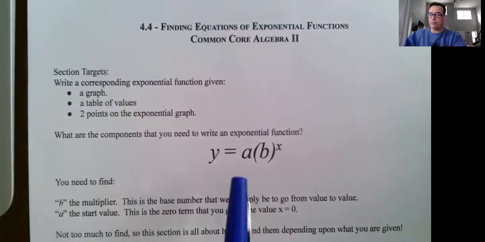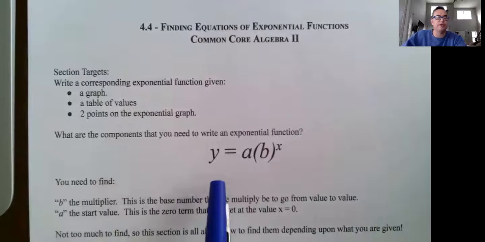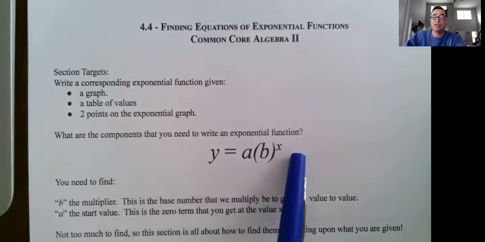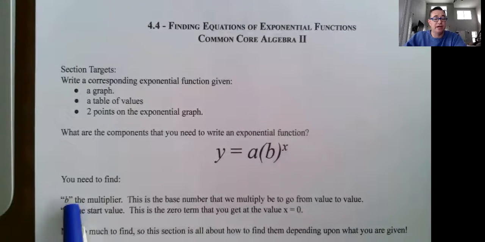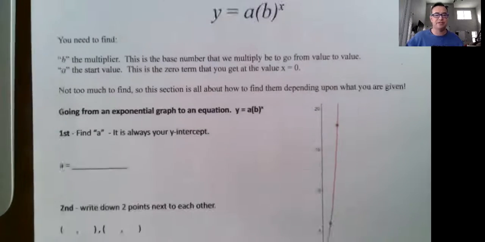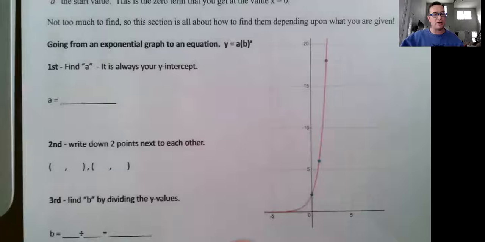Just remembering our exponential equations are made up of the format y equals a times b to the x power. So when you're doing this, you have to find the multiplier and you have to find the start value. Ultimately, it's not hard to do, especially if you start with a graph, because it's pretty much given to you, but I've got it broken down into some steps. We've got a graph example on the right.